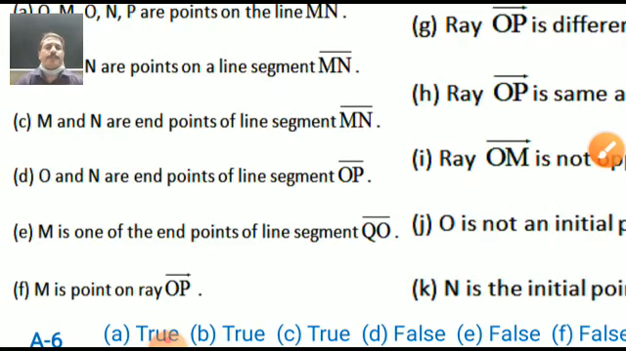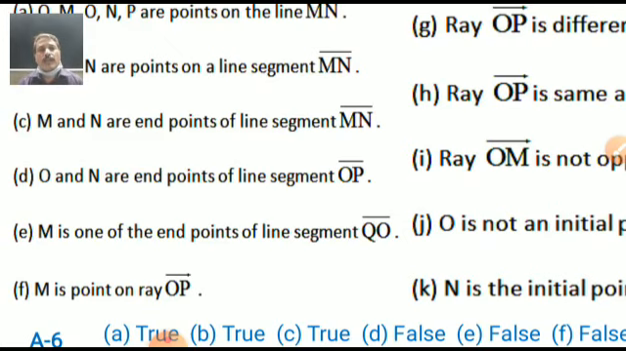Look at the fourth question D. O and N are endpoints of line segment OP. Sorry student, here endpoint is N. But in our question it is given P. So our answer is here wrong. This statement is false. Look at the E. M is one of the endpoints of line segment QO. Once again, just now I reminded you in question C, I drew line segment MN which has the endpoints M and N. So same as here, Q and O are the endpoints of given line segment QO.